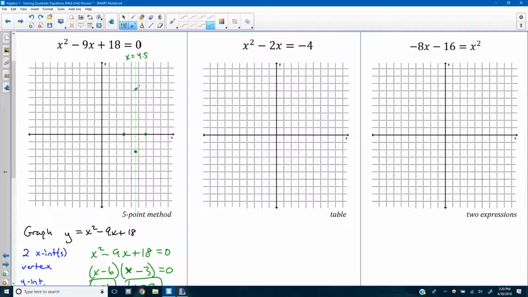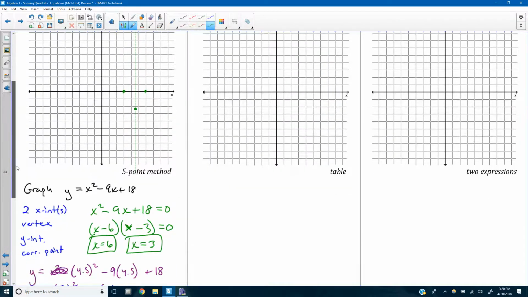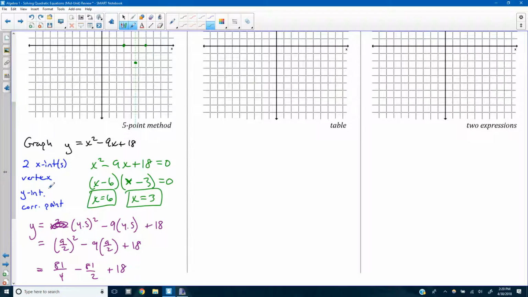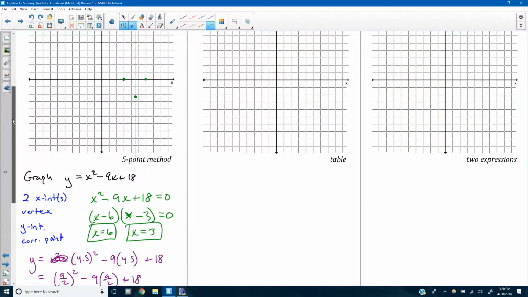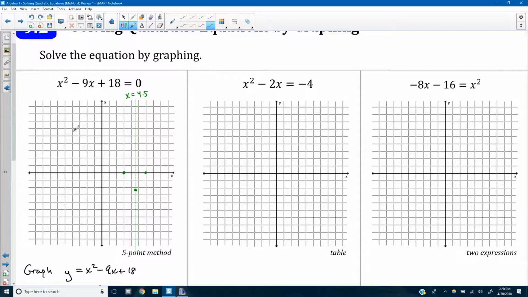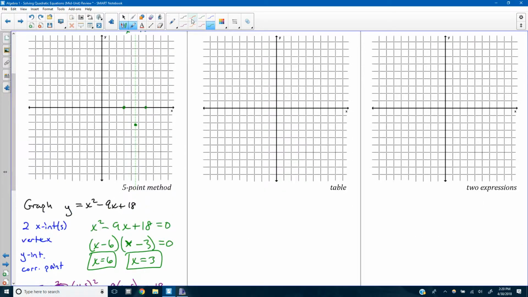Now, there's one thing that I did say about this problem that I want to do. Because I'm using the 5-point method here, I am actually going to change the scale of these, because my y-intercept is the next value I'm going to get. And I'll write it right here. The y-intercept is the value of y when x equals 0. 0 squared is 0. Negative 9 times 0 is 0. 0 plus 18 is 18. My y-intercept is at (0, 18).